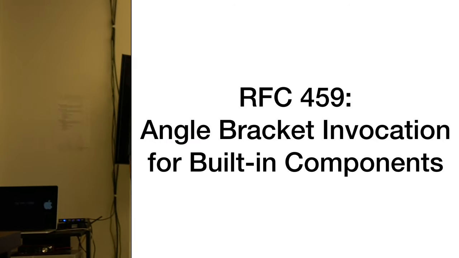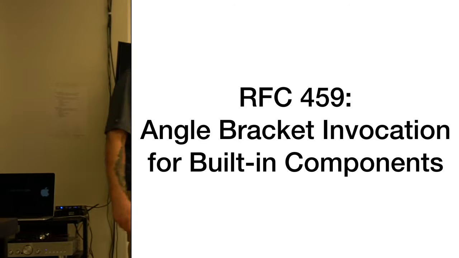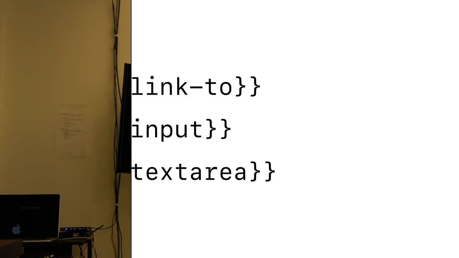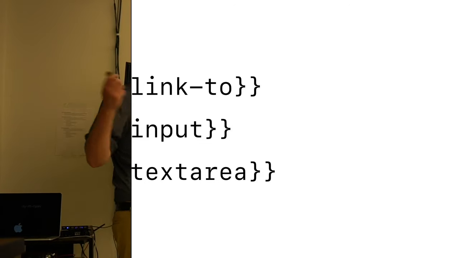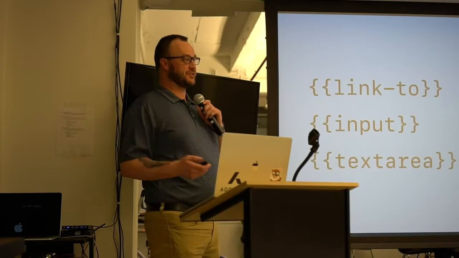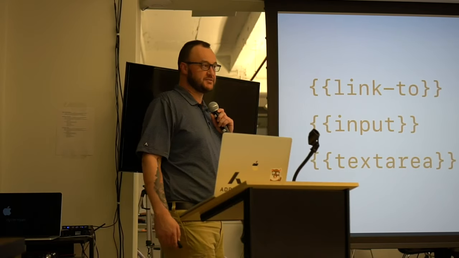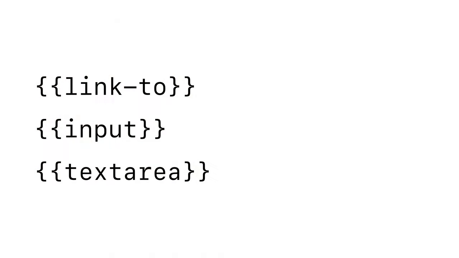First one's RFC 459, which deals with angle bracket invocation for built-in components. This was written by Godfrey Chan. For anybody who's used Ember for any length of time, you're probably familiar with the link-to, input, and textarea components, which we've been using with curly braces for quite a while. These are built right into the Ember core framework, so most apps use them unless they explicitly are trying to avoid them for some reason.